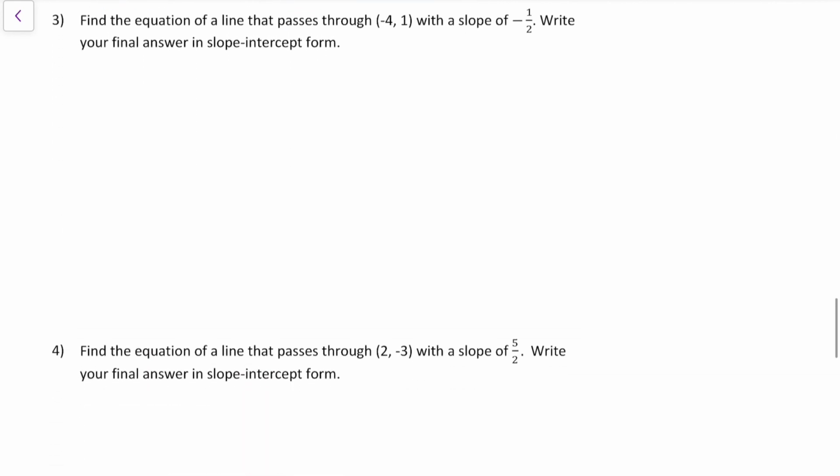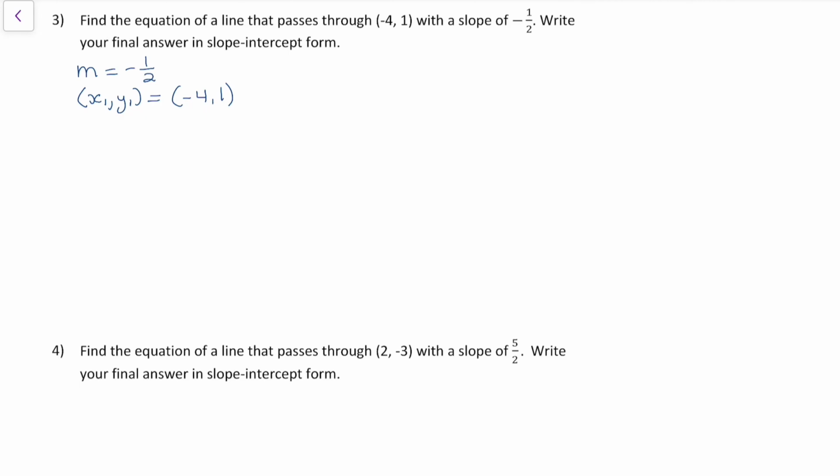Sometimes, again, they make us do a little bit more detective work and they don't give us that information right off the bat. So let's see how to solve those. Find the equation of a line that passes through the point (-4, 1) with a slope of -0.5. And it wants our final answer in slope-intercept form.